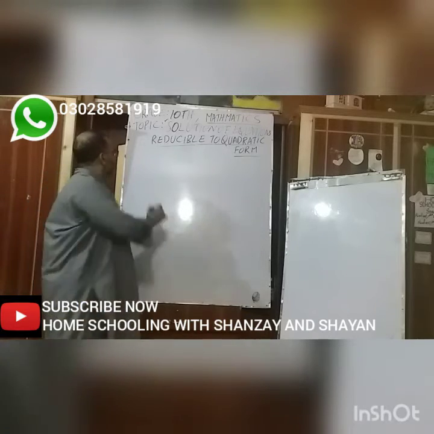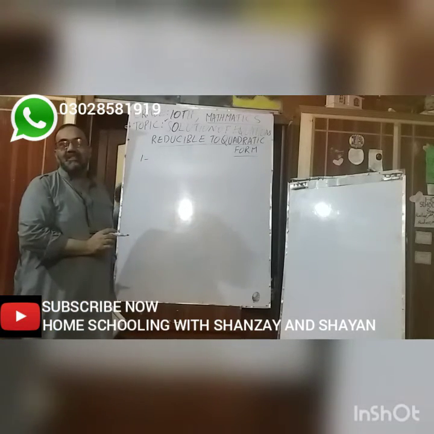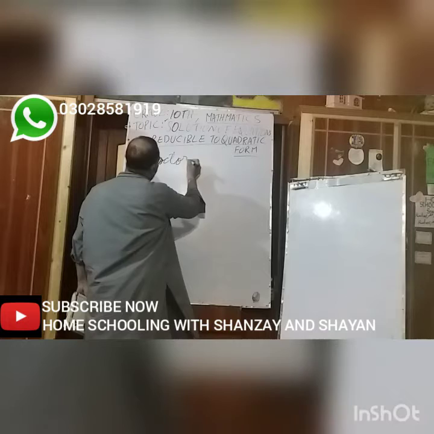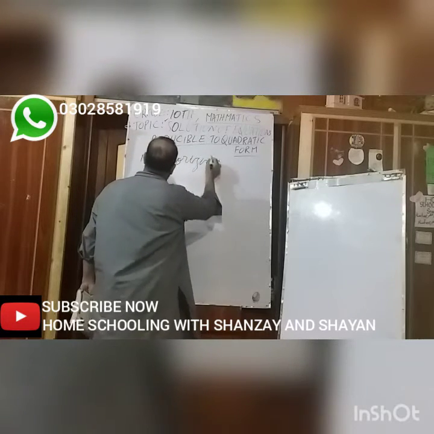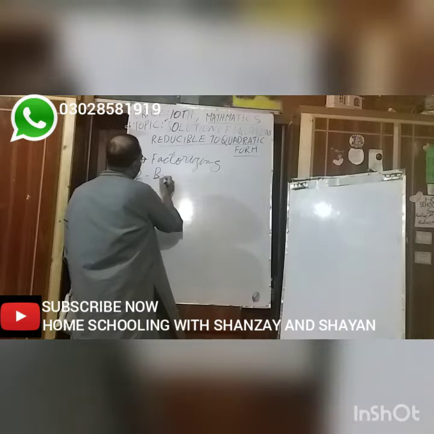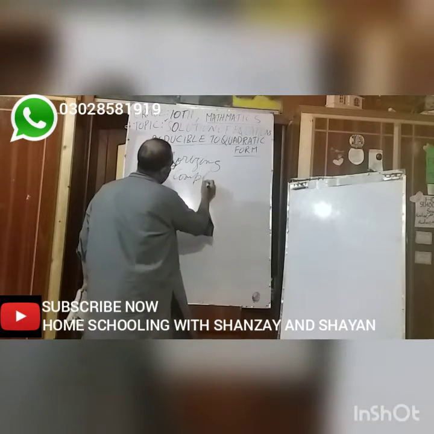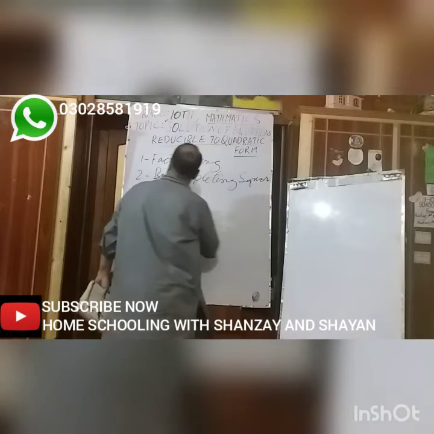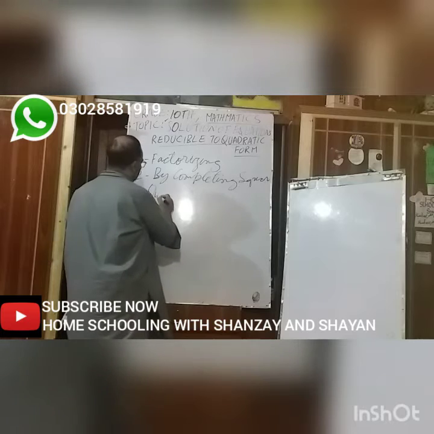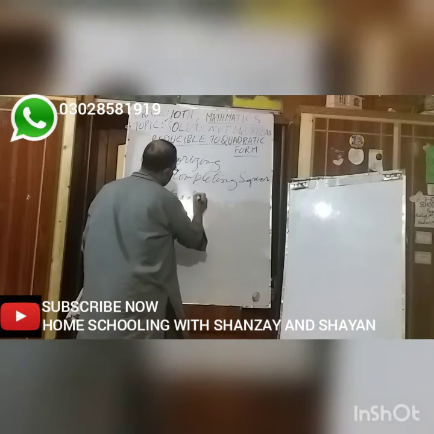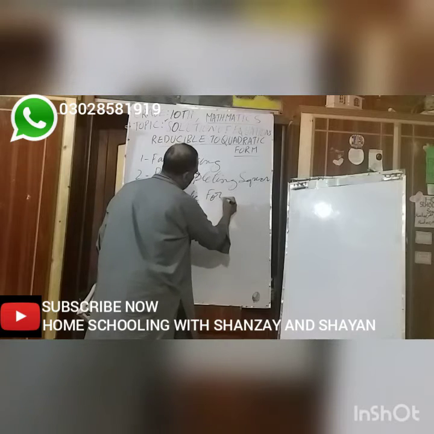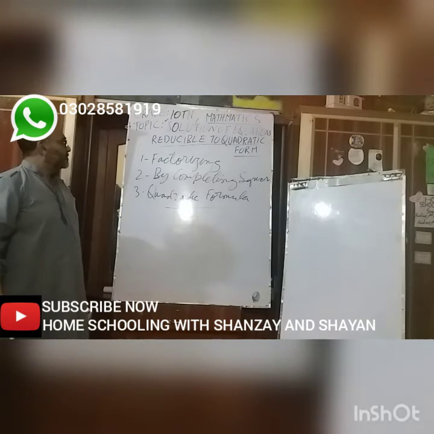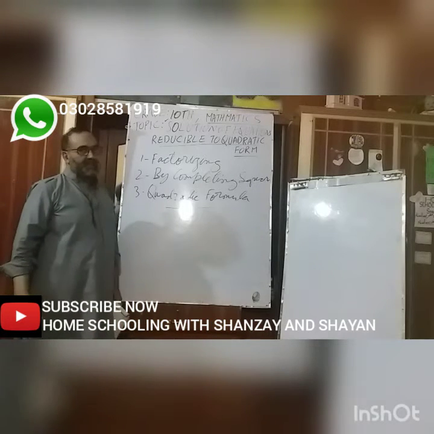So how many ways can we solve the quadratic equation, students? Three ways. First way is factorizing. Second, by completing square. Third, quadratic formula. So these are the three methods by which we can solve the quadratic equation.